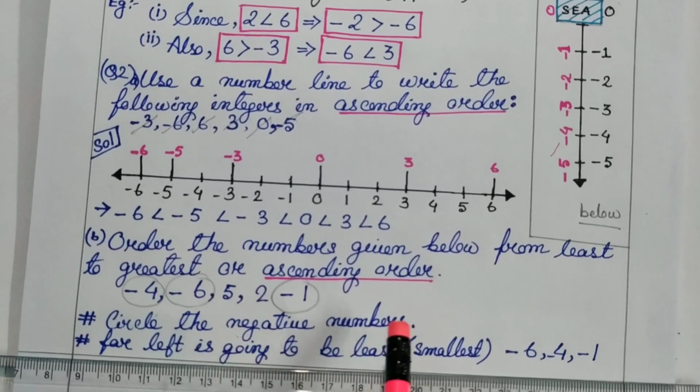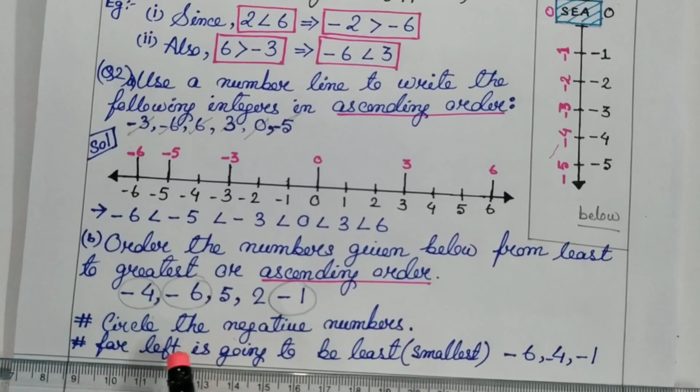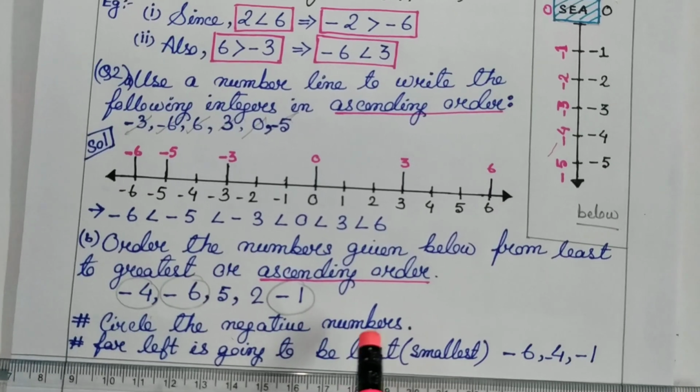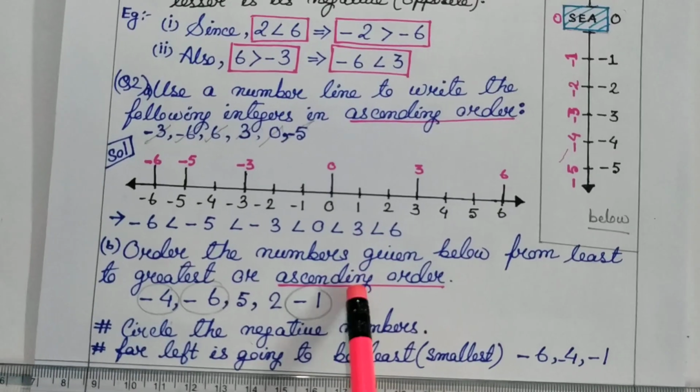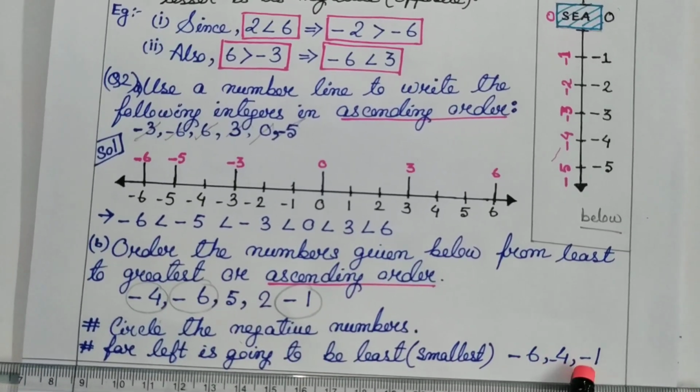Understood? First you will circle the numbers. Then the far left or the smallest number you will write. And then the next smaller number. And then you will arrange accordingly. Understood how I have written?